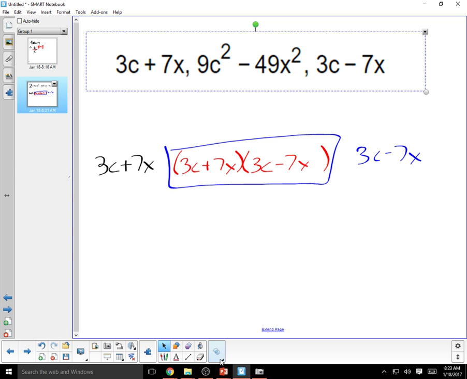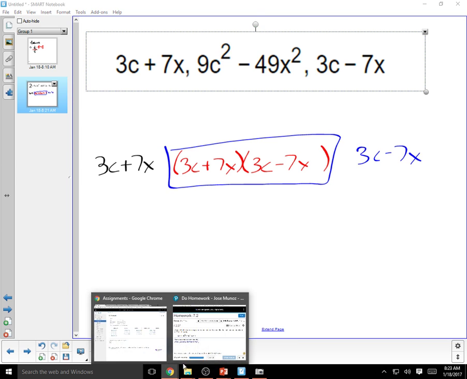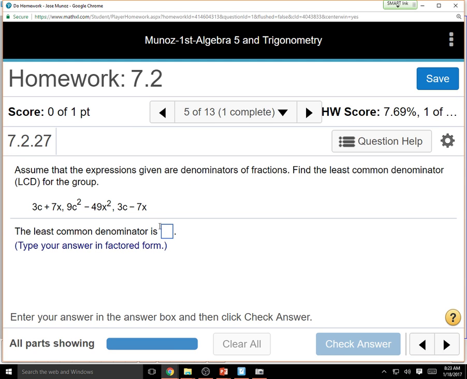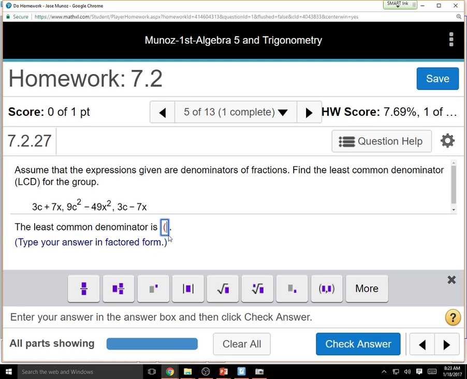So I can just go and punch that in. How does it want it? Factored form. So, what is it? 3c minus 7x, and then 3c plus 7x.